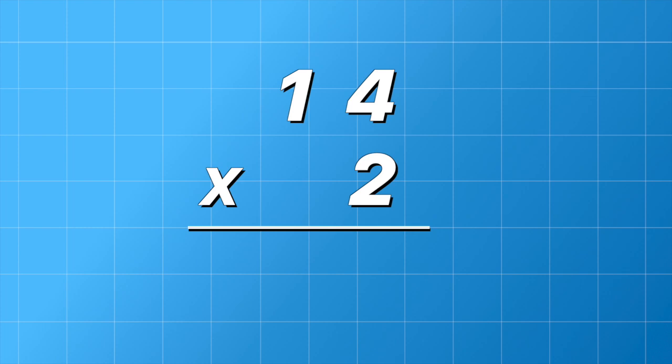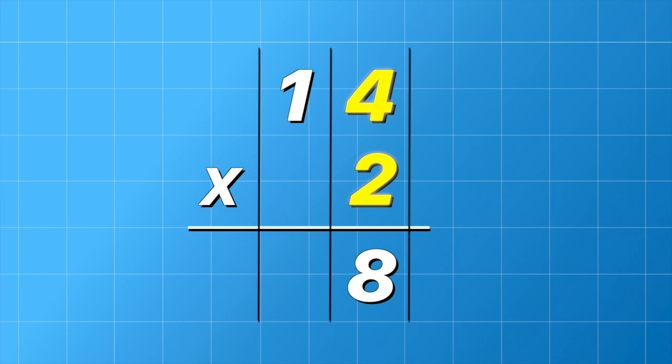If you know your multiplication tables, this shouldn't be a problem. 2 times 4 equals 8. The result is written below the horizontal line, in the ones column.